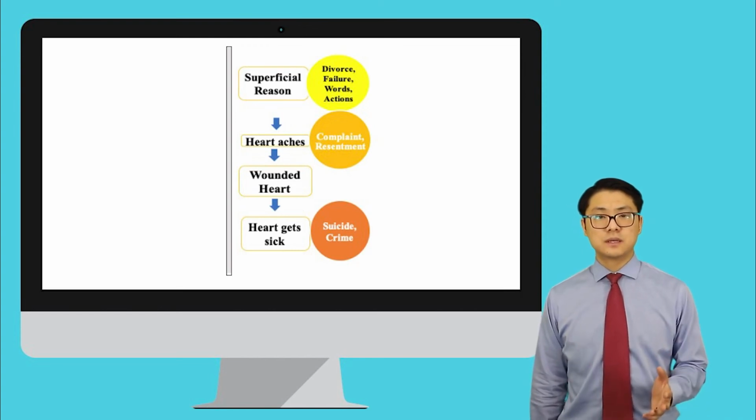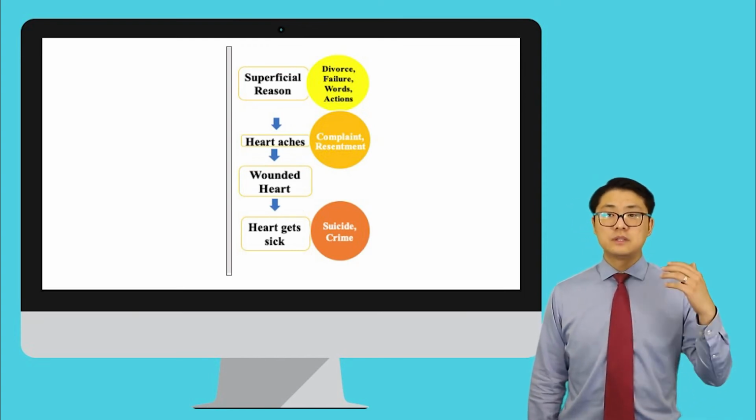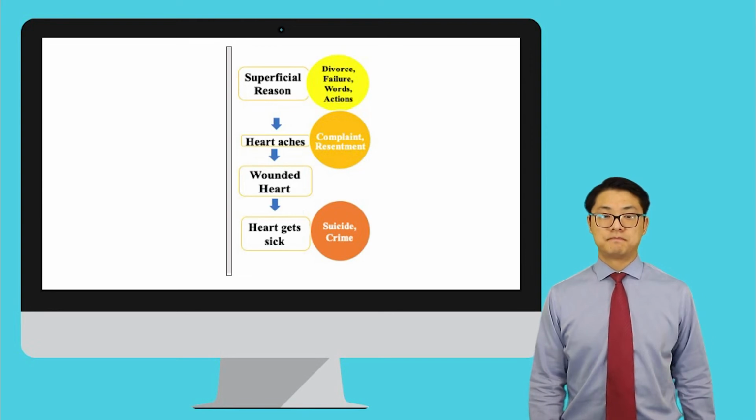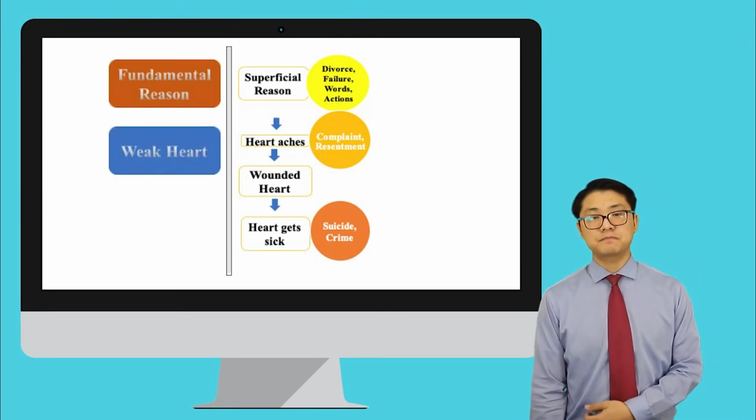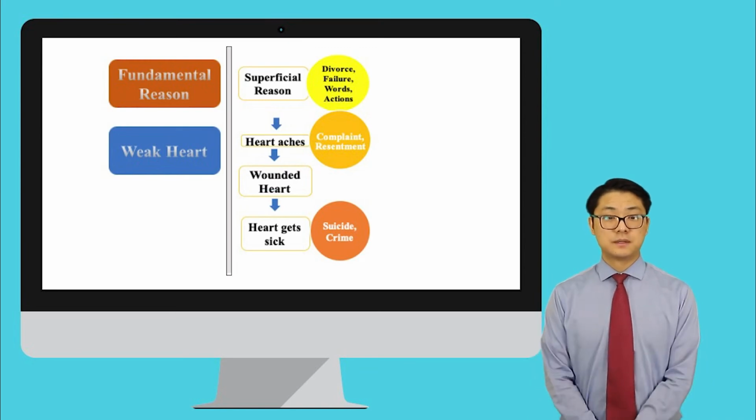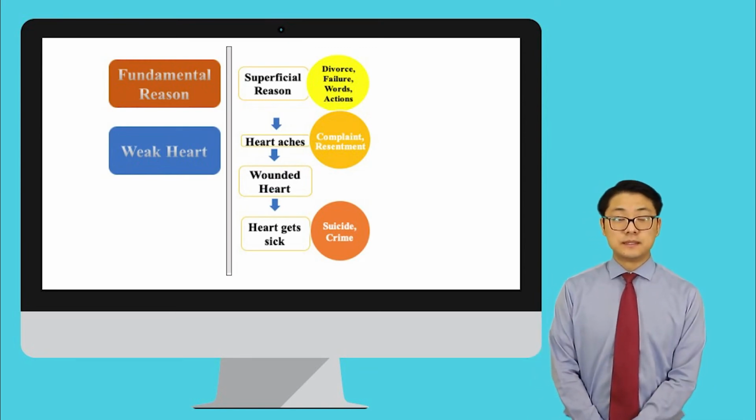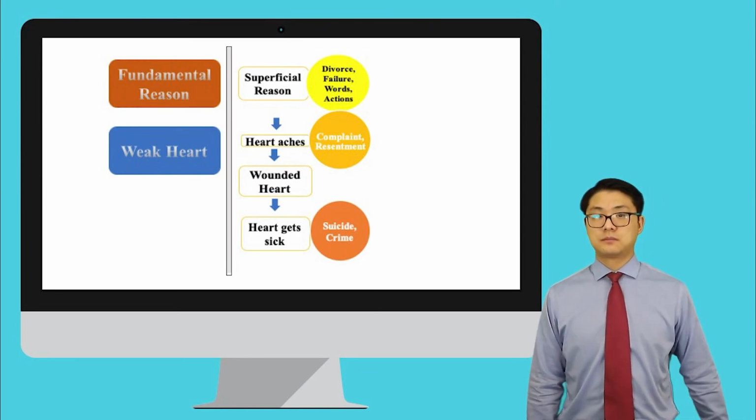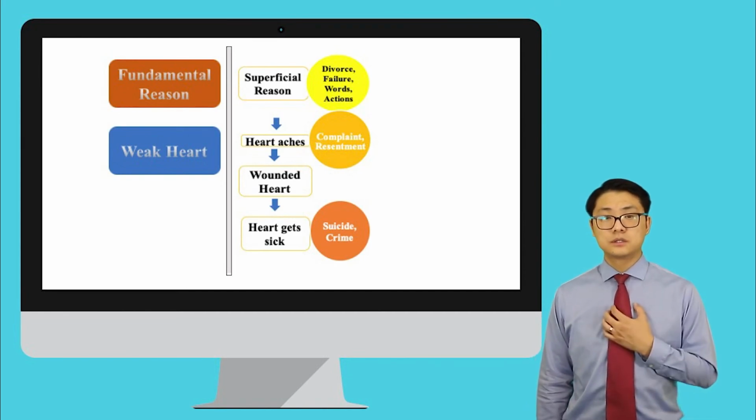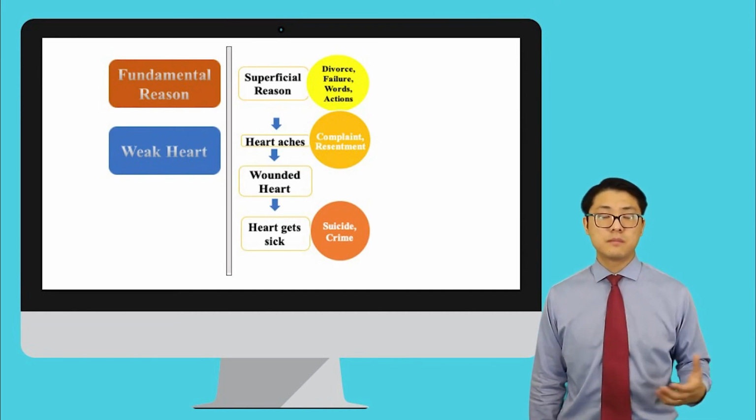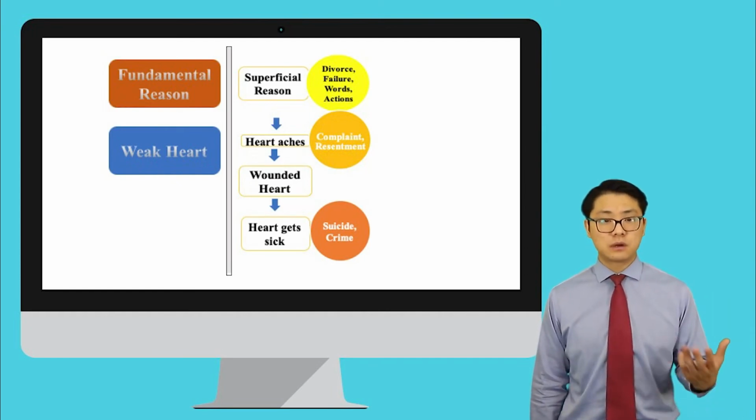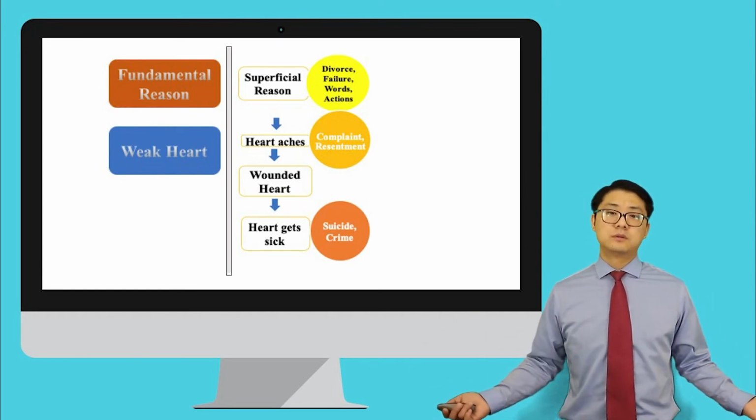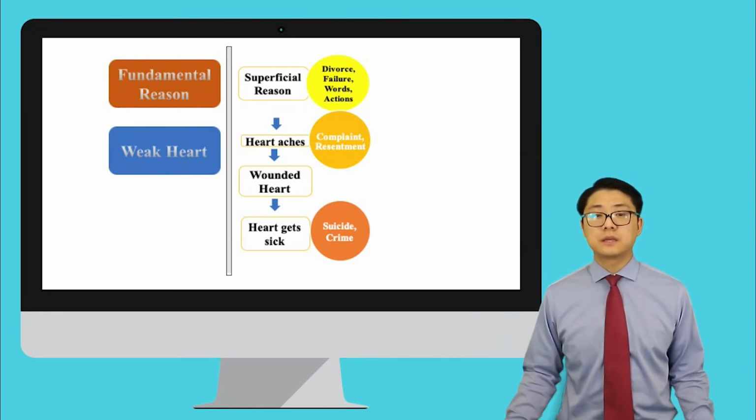So now let's look at the further depths of this problem. We say this is the fundamental reason. Do you see what that is? I mean, it's a little difficult to read. It says weak heart. Our hearts become weak with the passing of time. Our hearts become weak as we're sustaining damages in our lives. That's inevitable. That's just going to happen whether we like it or not.